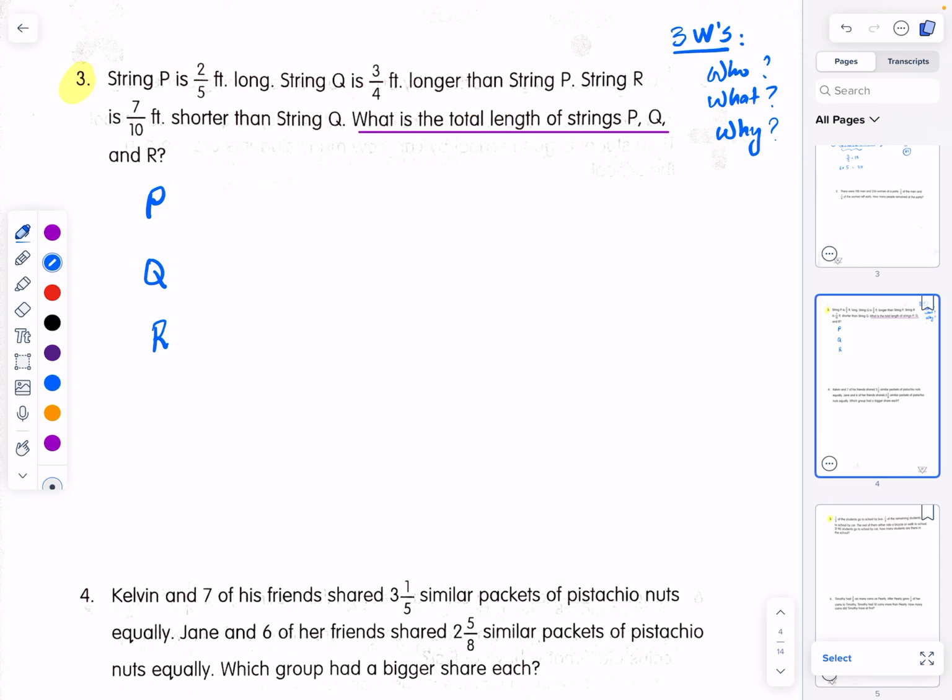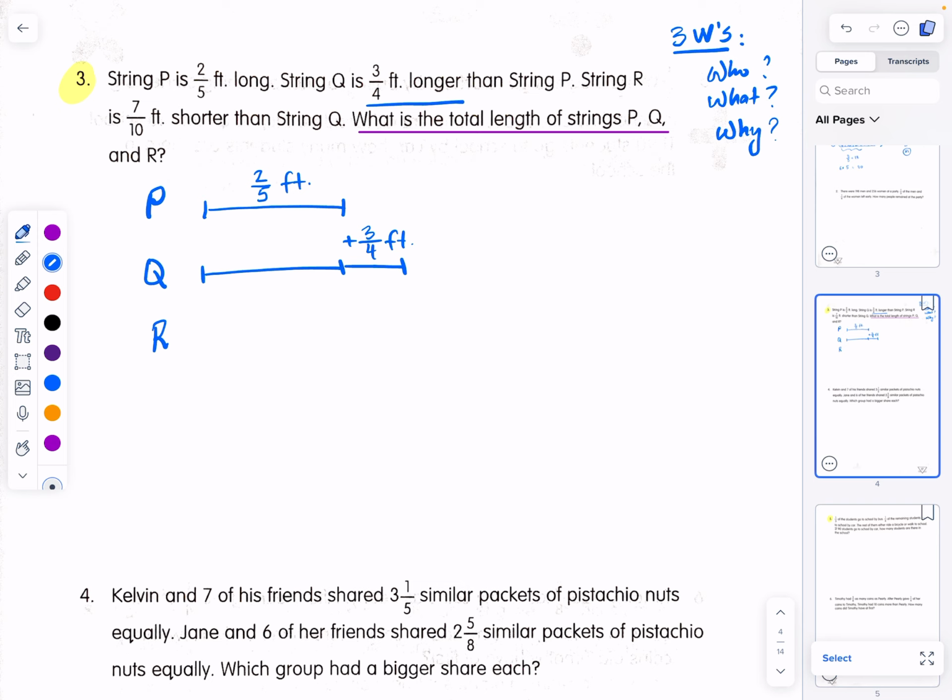What does the problem tell us about string P? Let's start from the top. String P is 2/5 of a foot long. Let's make a small little bar and let's label it 2/5 of a foot. Very good. What does the problem tell us about Q? The next string. String Q is 3/4 of a foot longer compared to string P. So, my friends, are we going to make the same bar for string Q? Is string Q the same length as string P? No, string Q is longer. There is a difference. How much longer? Well, it's telling us 3/4 of a foot longer, right? We can even say plus 3/4 of a foot.